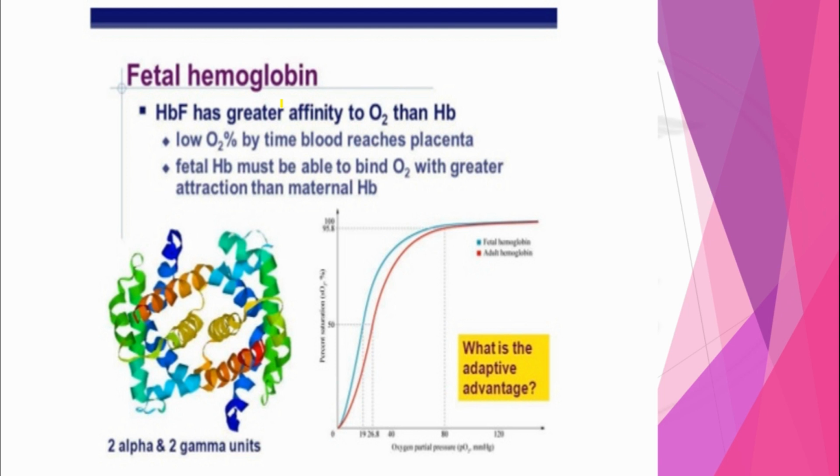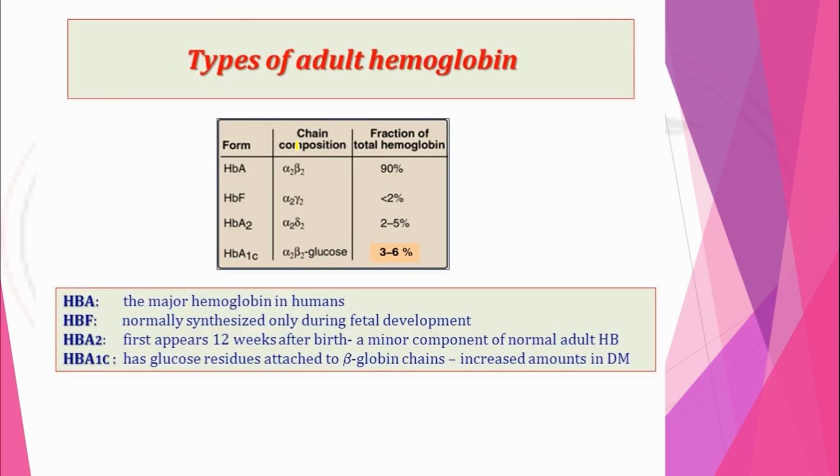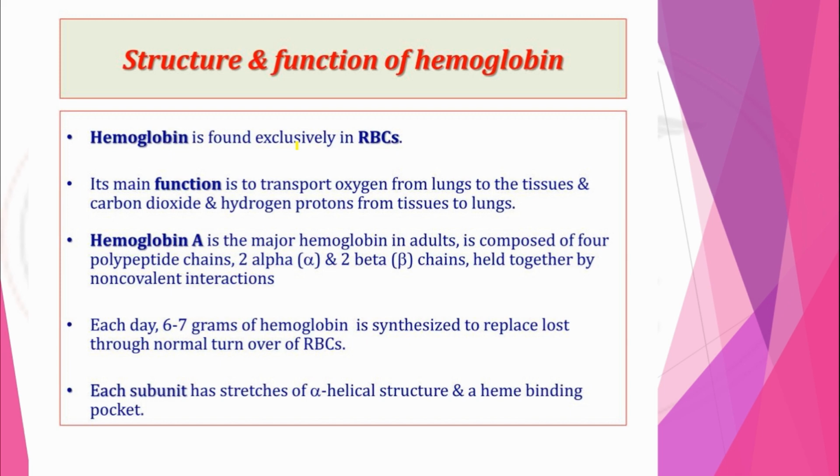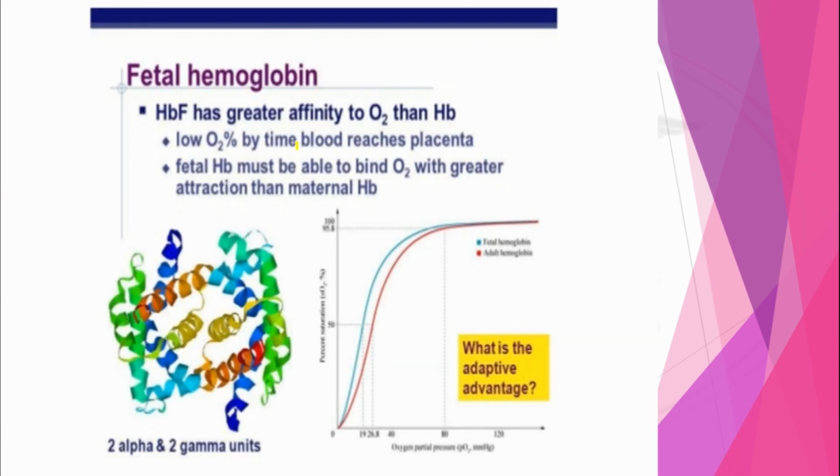और इसमें भी हमारे 2 अल्फा और 2 गामा यूनिट्स होते हैं. ठीक है, तो fetal hemoglobin has the ability to bind with oxygen, meaning the fetal hemoglobin has greater ability to bind with the oxygen in comparison to maternal hemoglobin. Okay, this is about fetal hemoglobin, and this is about adult hemoglobin, and it's about the structure and function of hemoglobin. Now move to the next question.